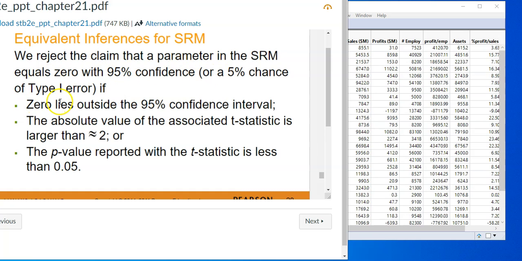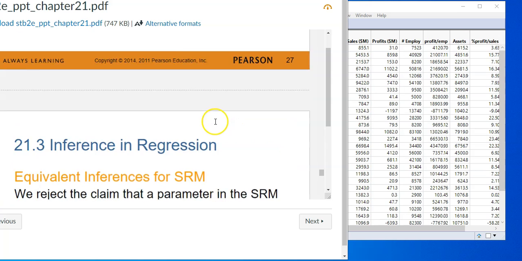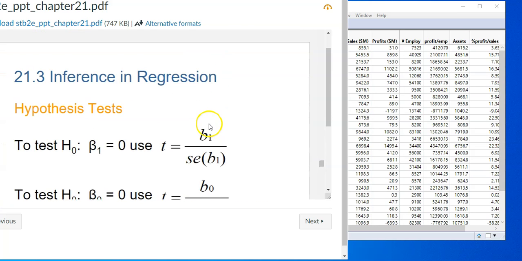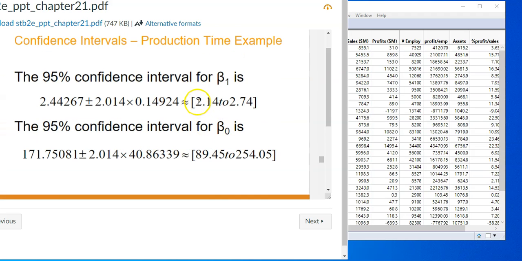If 0 lies outside the 95% confidence interval, that is another way to recognize that you can reject H0. In this case, we calculated the upper bound and lower bound. Is 0 in that range? Do you see 0 in that range? The answer is no, so reject H0. Is 0 in this range? No, so reject H0. They are supposed to be both negative or both positive.